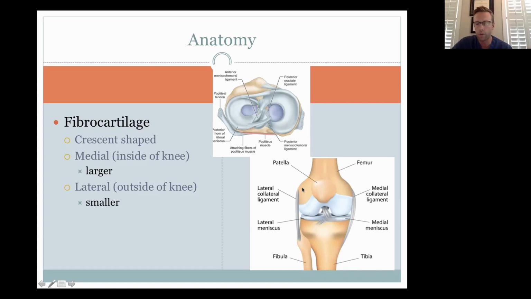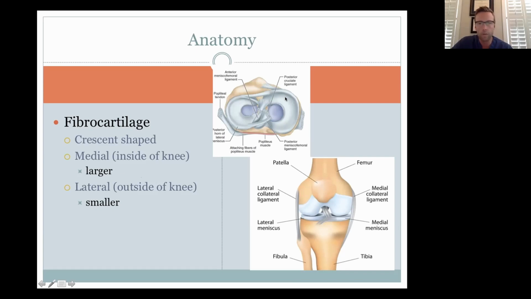So those are the ligaments that can be injured, and it's oftentimes the ACL with a meniscus tear. But again, you can also have the meniscus tear in isolation as well. So hopefully that helps with those acronyms.